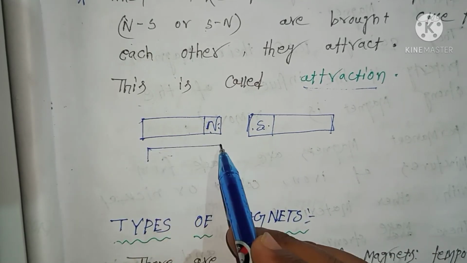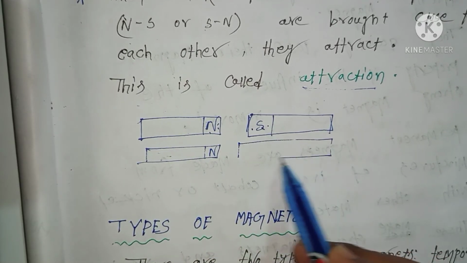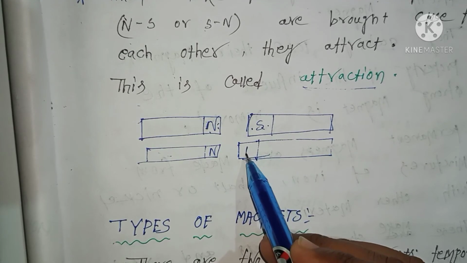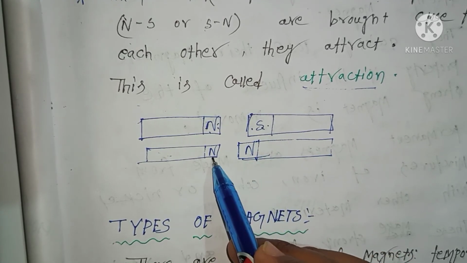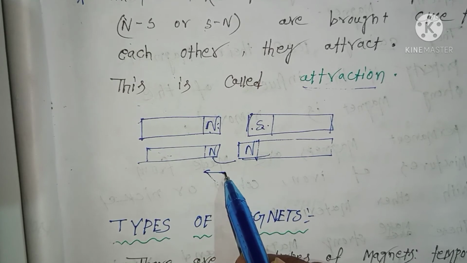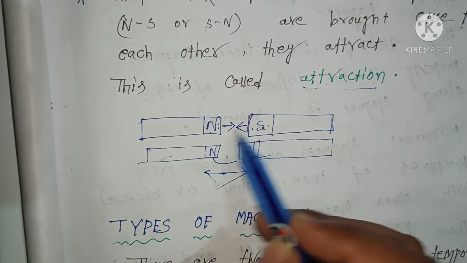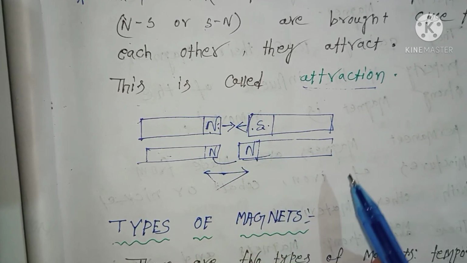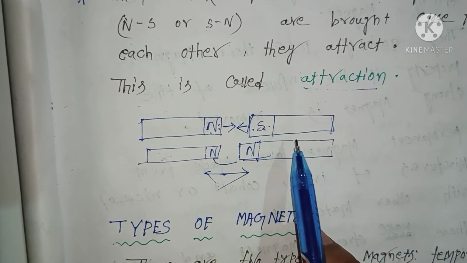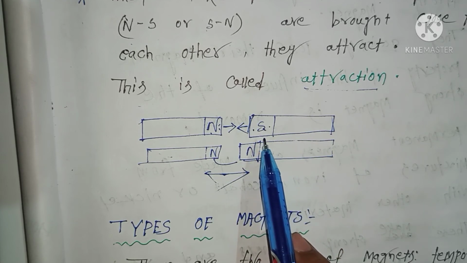Suppose we keep one magnet with the north pole, and another one with the same north pole. If the same poles are kept, then there will be repulsion in nature. They will repel each other in this direction, but in the previous case they will come close to each other. So this is the difference: same poles and unlike poles.